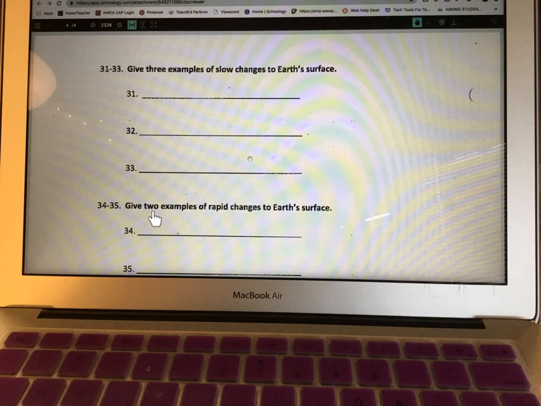And last, give 2 examples. Oh, not last, sorry. Close to last. Give 2 examples of rapid changes to Earth's surface. Just kidding, that is last.